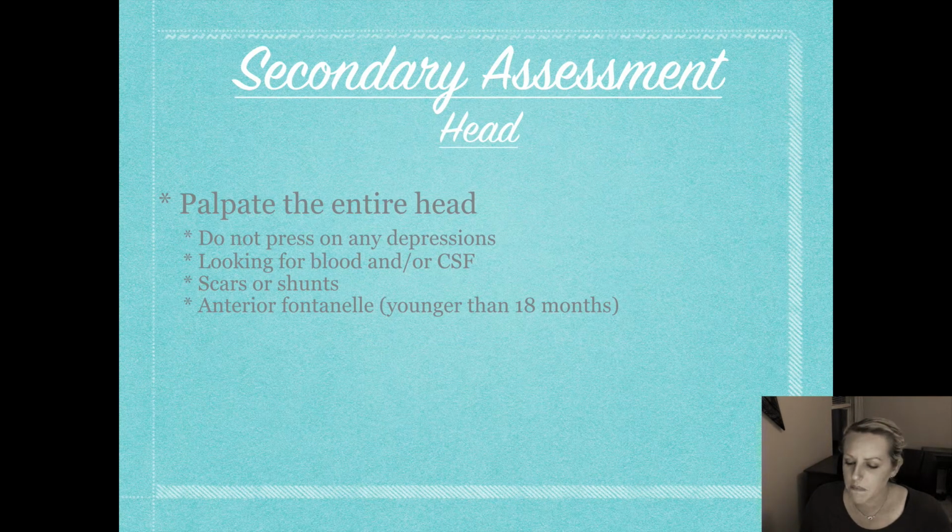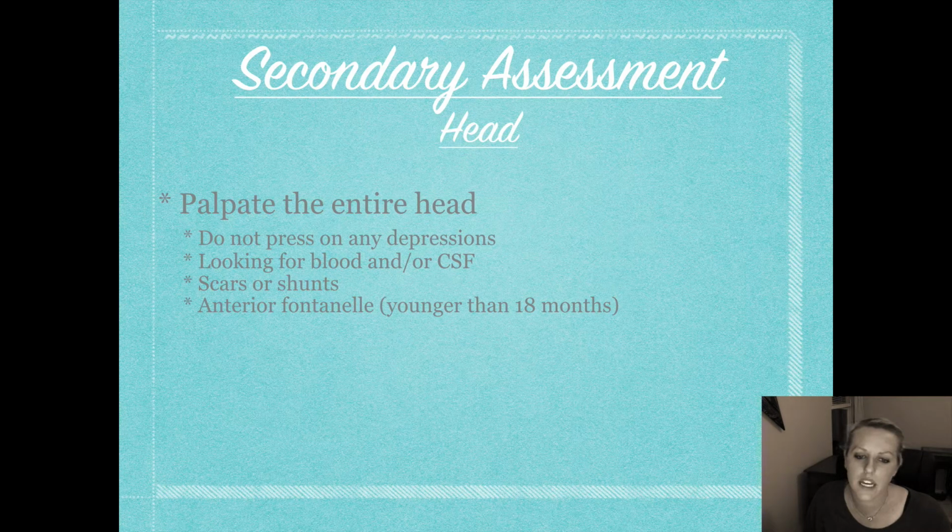So after we do their mental status, looking at the head, we want to palpate the entire head. So if you find any depressions on the head, don't go pushing on them. That's a bad thing. So we also want to look for any blood or CSF. We want to look for any scars or shunts. And if you find a shunt, it's usually back here on the back of the neck. You can ask the patient where it drains to in their body. You'll get more into that in medical.